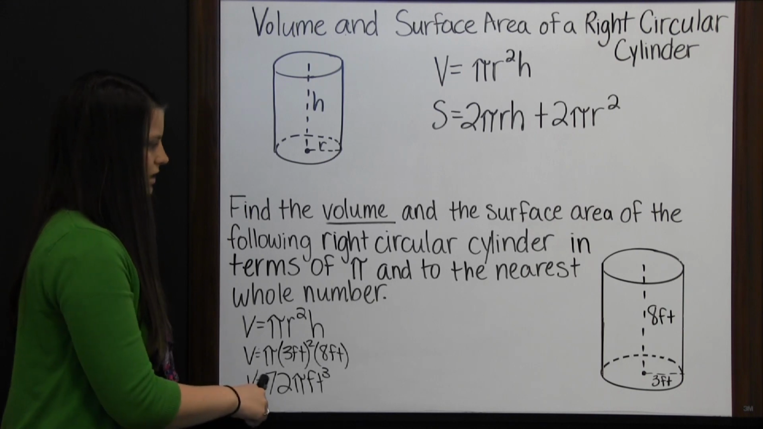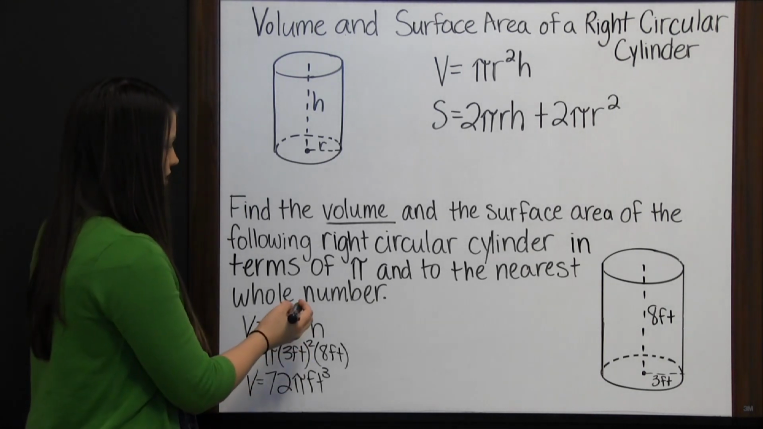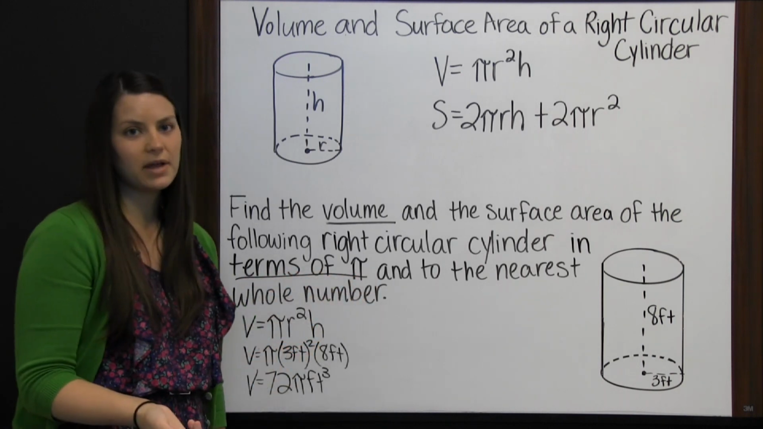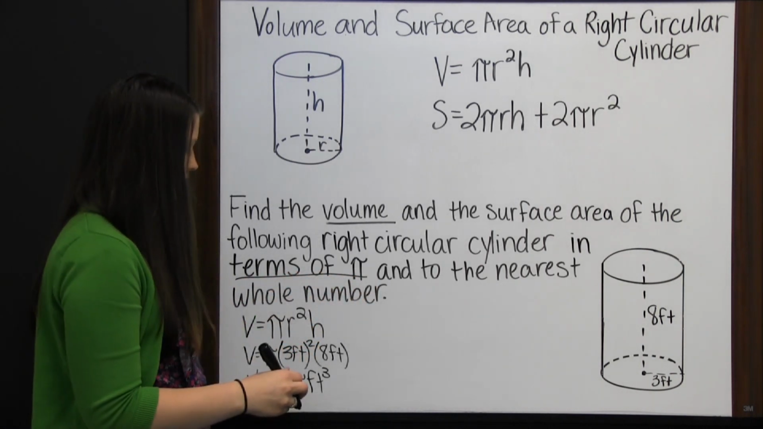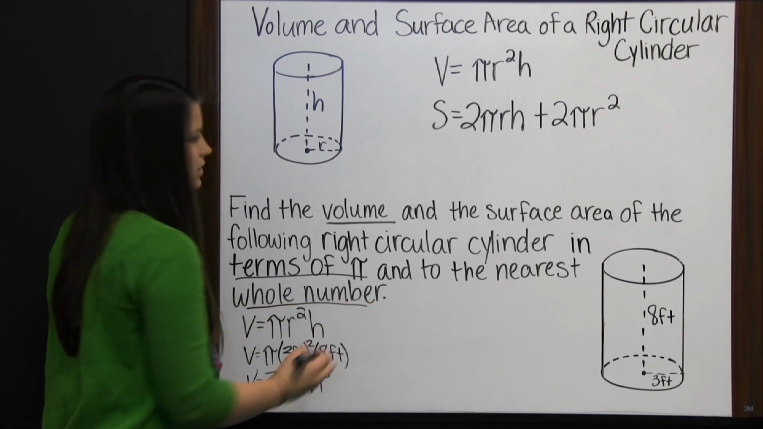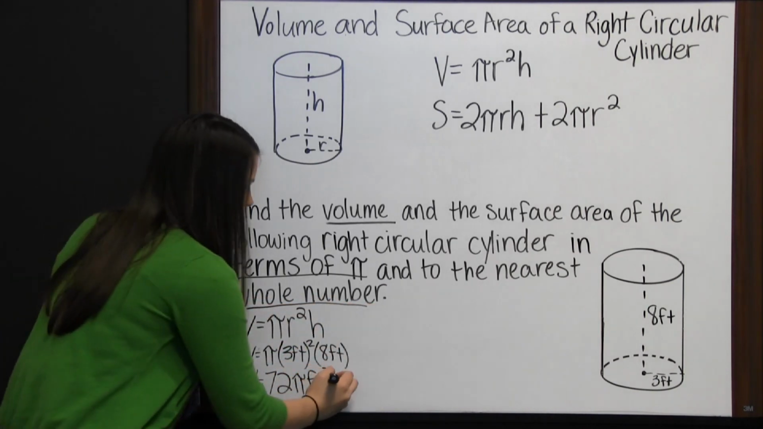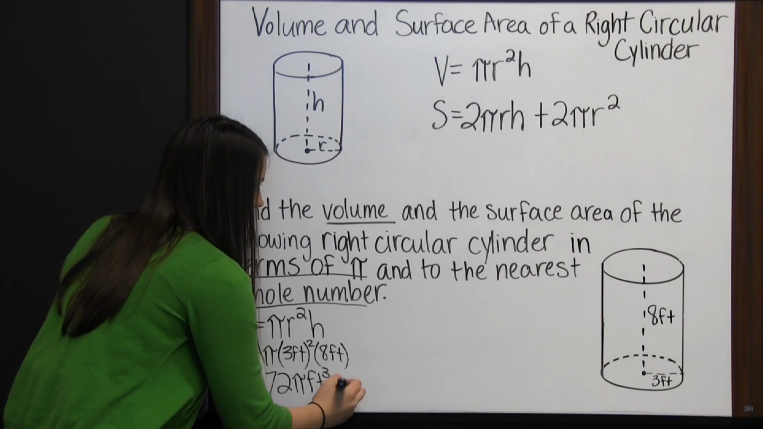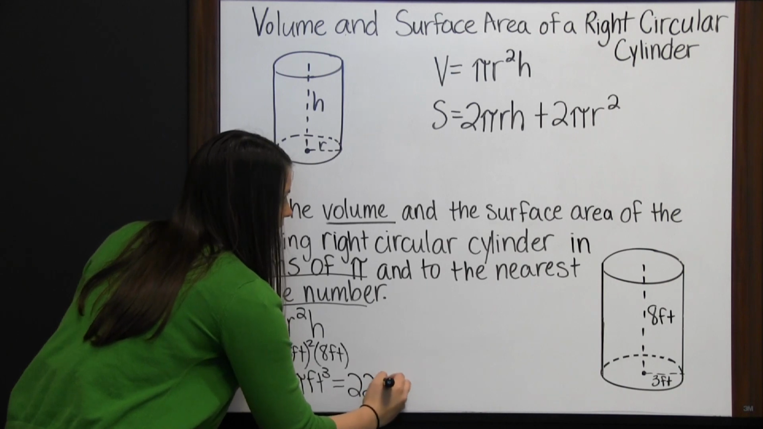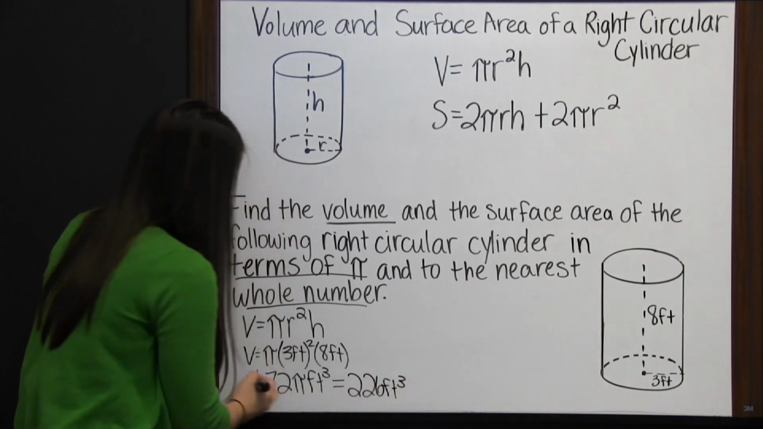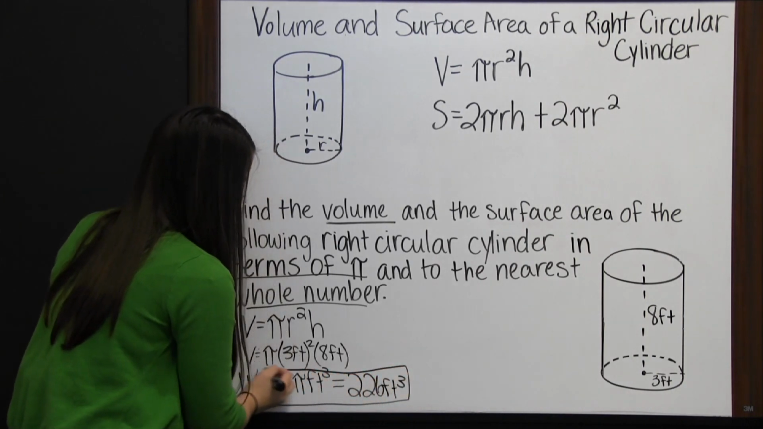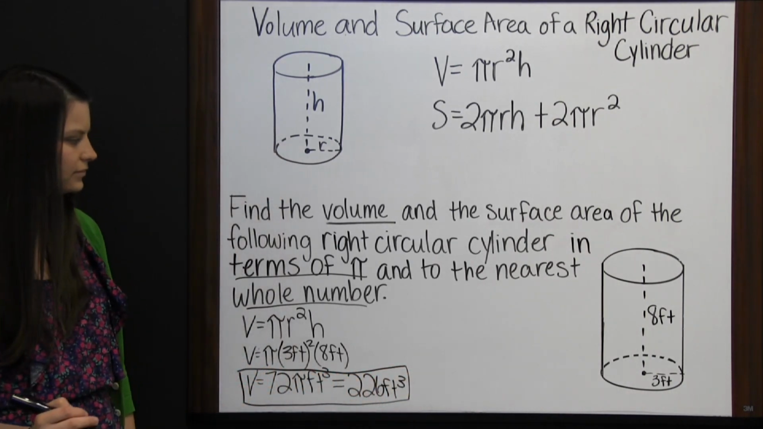So that gives us the answer the first way, which is in terms of pi, meaning we don't multiply times pi. Pi must stay in our answer. And then to find it to the nearest whole number, we do multiply times pi. So 72 times pi is 226 feet cubed. So these would be our 2 answers for volume of our cylinder.